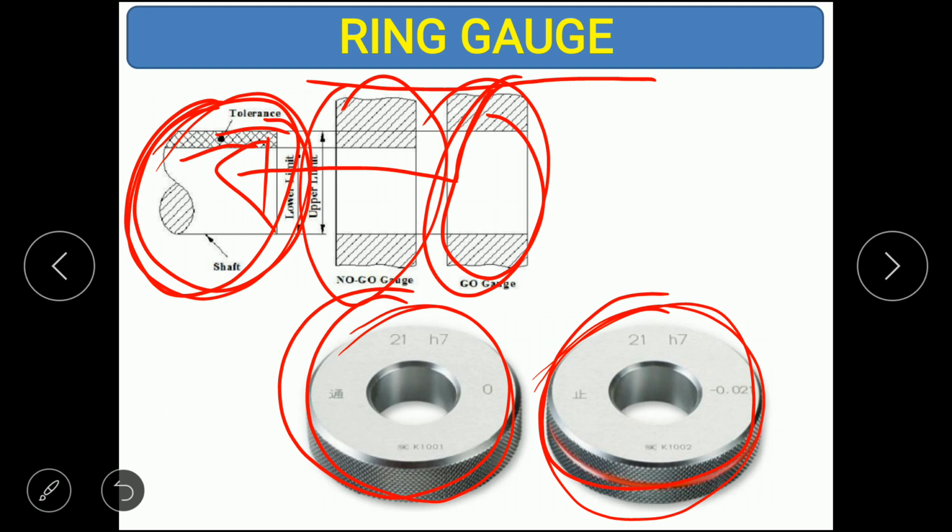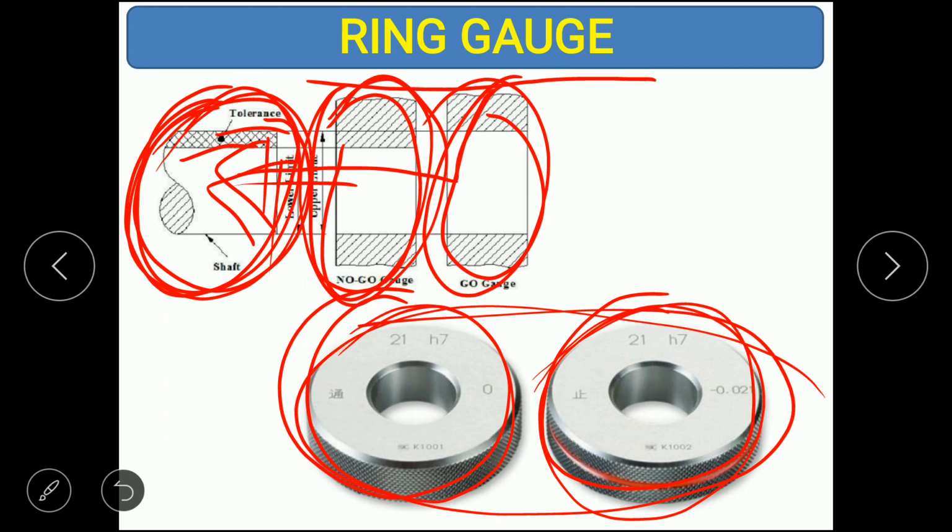And if you try to insert the no go gauge, it should not go. Then it means the shaft limit is more than the lower limit. That means the size of the shaft is within the allowable limits. So in this way we can check whether the dimension of this shaft is within the allowable limit or not. Whether it is between the two limits or not, we can check using gauges. But using gauges we cannot measure the exact dimension.